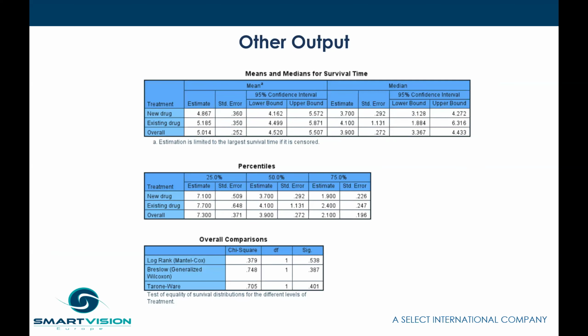Then we get our means and median survival table. It's just showing us what the mean survival time is. The mean amount of time for the new drug to take effect was 4.87 hours. That's the average. And for the existing drug it was 5.1 hours. So it's not a big difference.